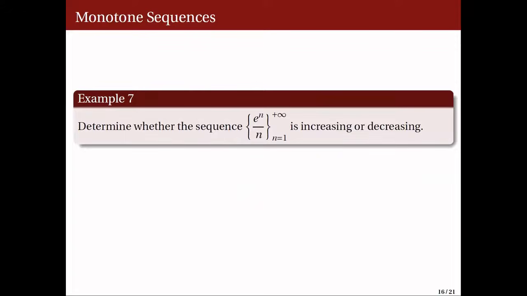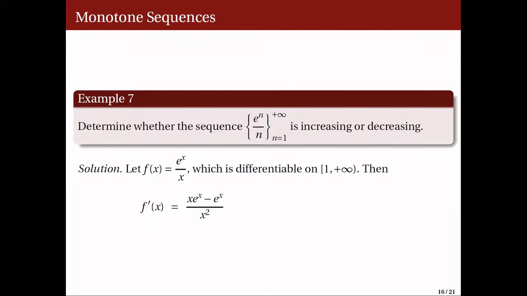Now, for this example, let's determine whether the sequence containing the terms e raised to n over n, with n ranging from 1 to infinity, is increasing or decreasing. So first, we define f of x equal to e to the x over x, which we know to be differentiable on the interval 1 to infinity. Getting its derivative using the quotient rule, we have f prime of x equal to x times e to the x minus e to the x all over x squared. And factoring e to the x gives us e to the x times the quantity x minus 1 all over x squared.